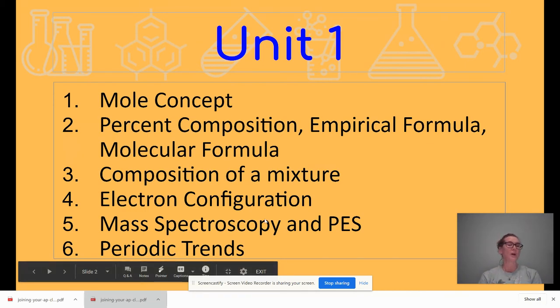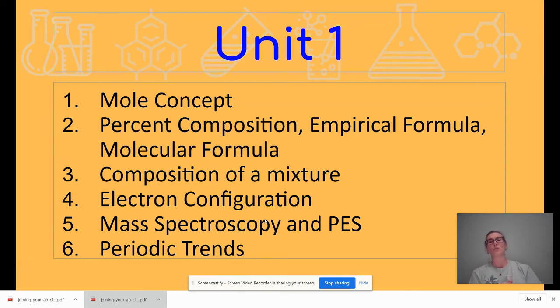All right, so the first unit, a lot of it is going to be review. There should be a lot of things in here that you should have done in pre-AP chemistry. So first off, we're going to talk about the mole concept, and then percent composition, empirical formula, molecular formula, composition of the mixture, electron configuration. All of that I feel confident that you probably did in pre-AP chemistry. Periodic trends, you probably covered that in pre-AP as well.